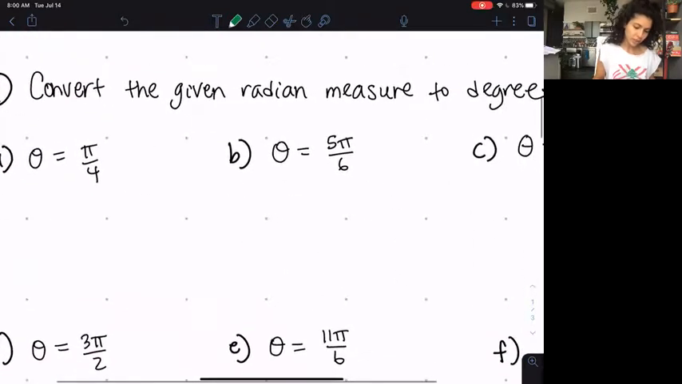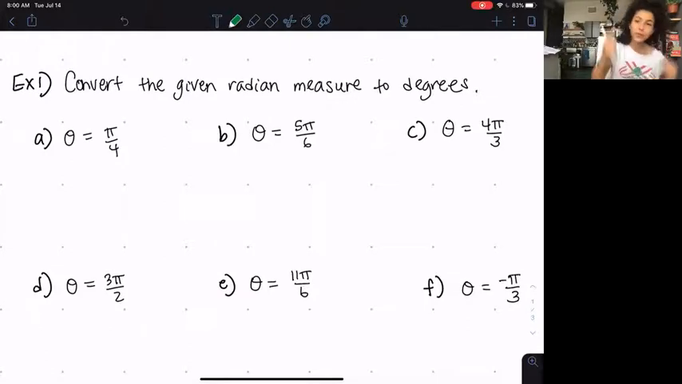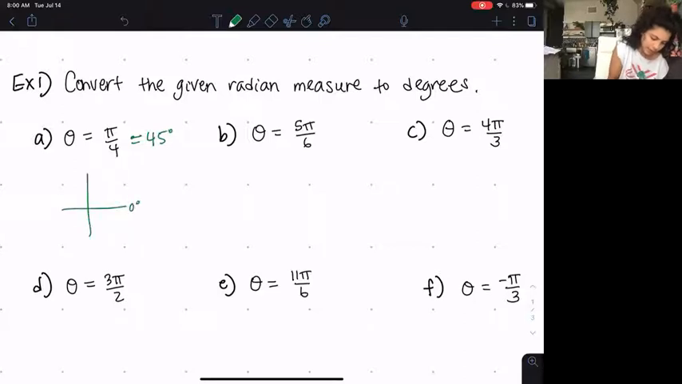Okay, now we're going to jump into some problems. Convert the given radian measure to degrees. First problem is really easy. Pi over 4, this is one of those memorized problems. Pi over 4, that's just 45 degrees. Quickly graphing it, if I know that this is 0 and this is 90, then 45 degrees might lie right halfway in between 0 and 90.